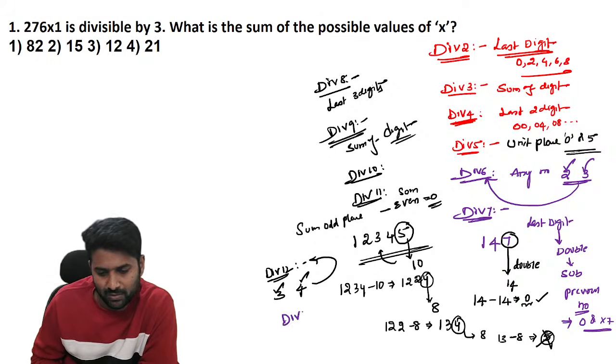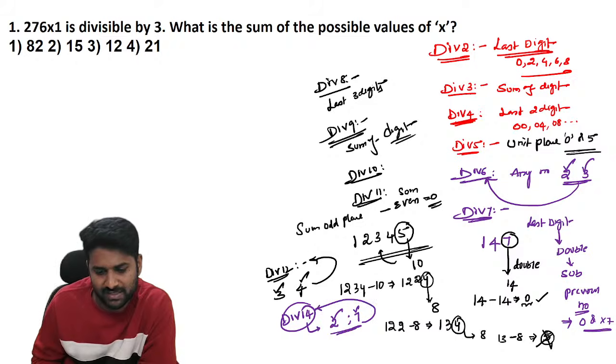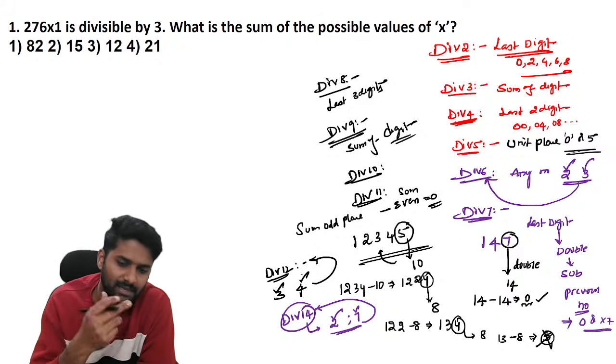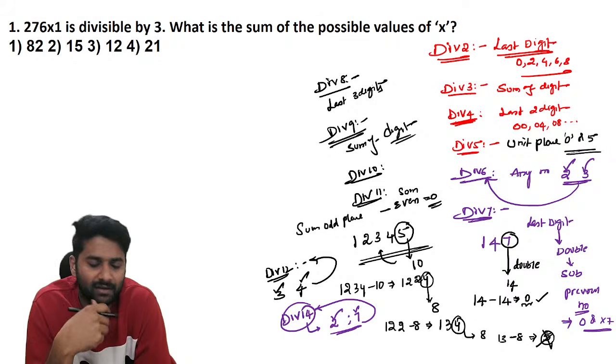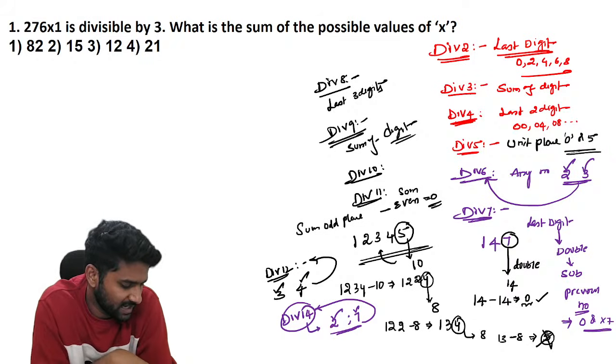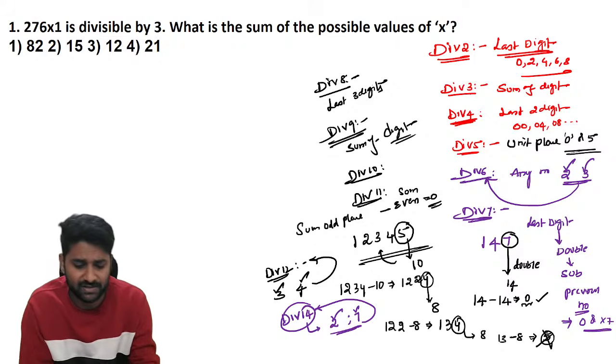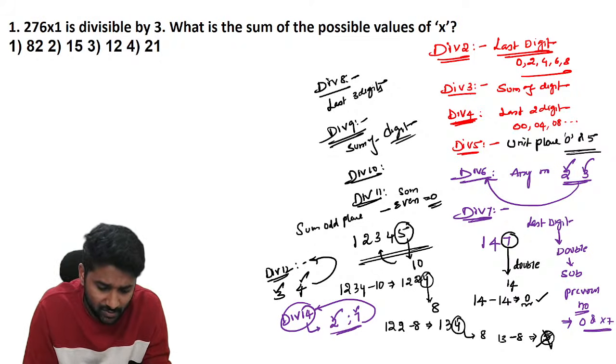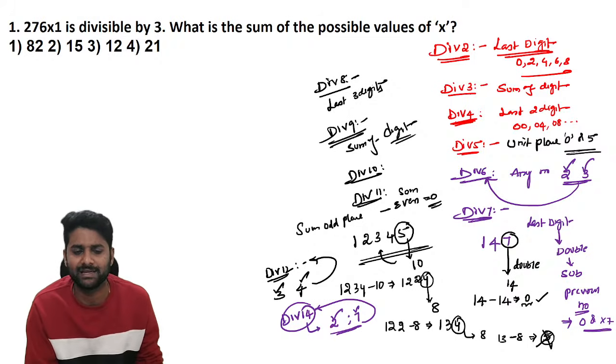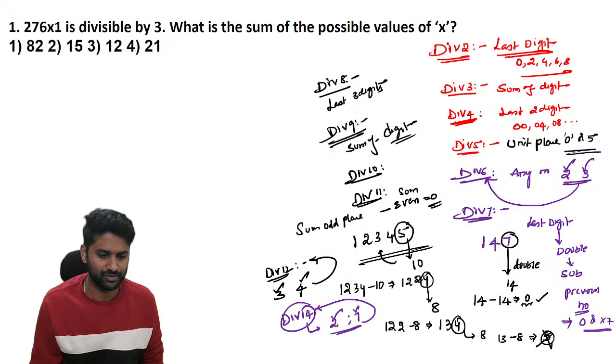In the same way, divisible by 14. If any number is divisible by 2 and divisible by 7, then the same number is divisible by 14. In the same way, divisible by 15. If any number is divisible by 3 and divisible by 5, then the same number is also divisible by 15. So these divisibility properties are most important. If you know all these divisibility properties, definitely you can manage any calculations in quantitative aptitude.